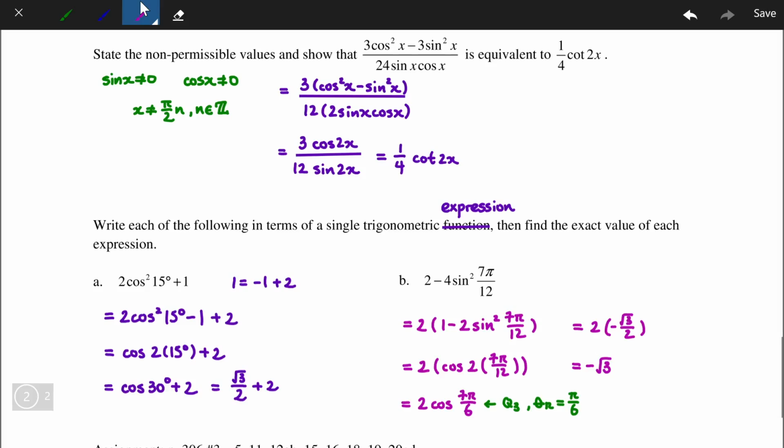And that's it. So these last 2 questions are kind of tricky just because we have to anticipate what the special triangle angles are going to be that we can find. So for example, 2 times 15 is 30, so we can use the special triangle in example A. Same thing for example B as well. Pi over 12 is not a special triangle number, but pi over 6 is. So again, just looking for ways to utilize the double angle identities.